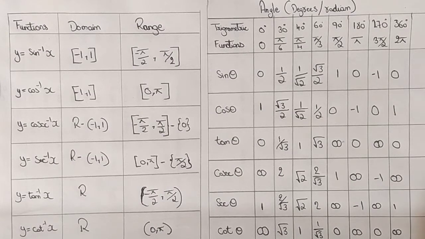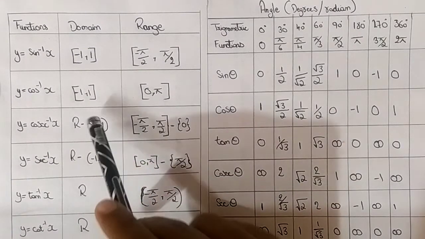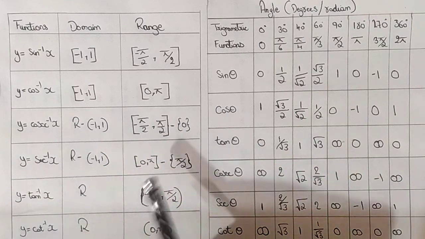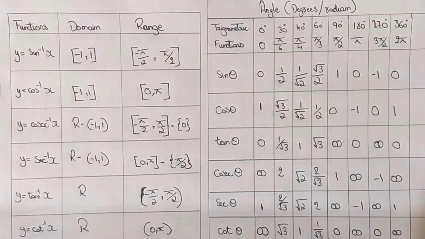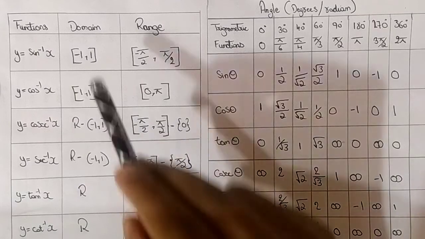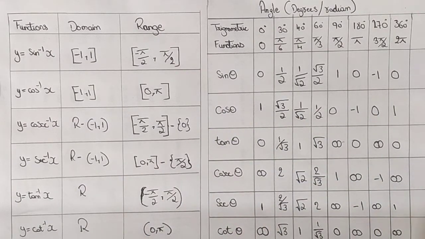Now secant inverse x includes all real numbers except the open interval -1 comma 1. You should remember these two domains are the same. And here the range is from 0 to pi minus the term pi/2. The value pi/2 is excluded in the range of secant inverse, and tan inverse includes all real numbers. Cot inverse x also includes all real numbers in its domain, and in the range, tan inverse has open interval from -pi/2 to pi/2, and cot inverse has open interval from 0 to pi.